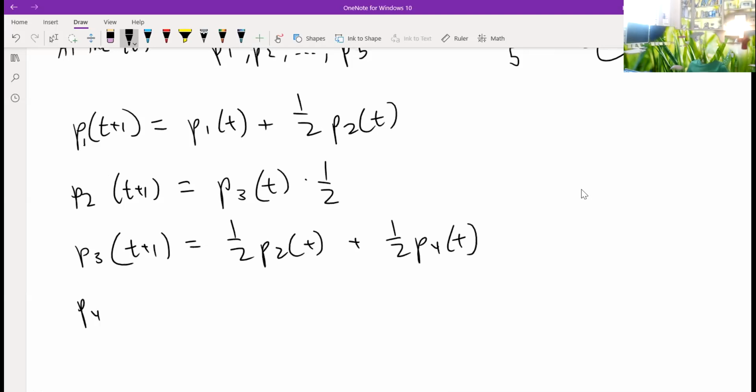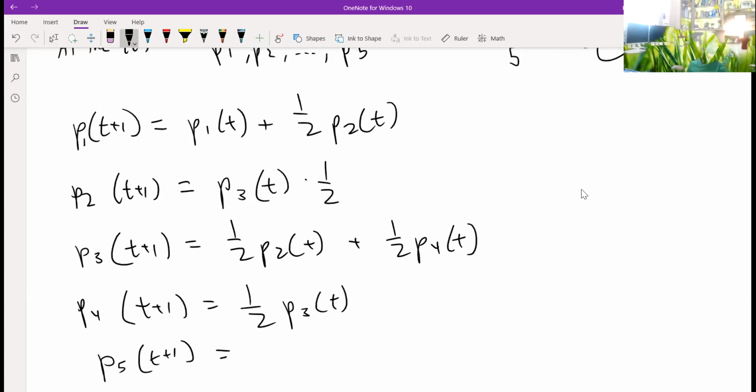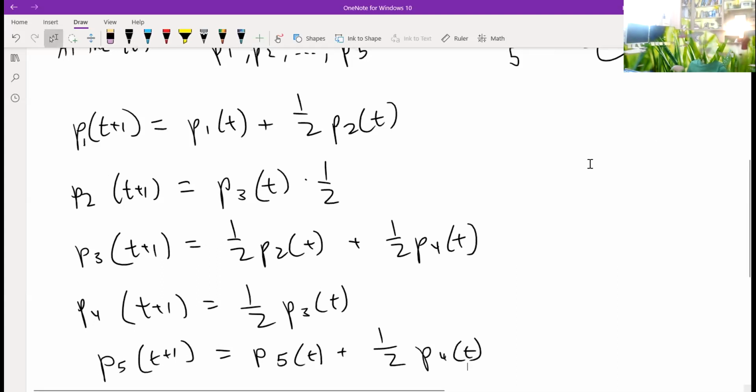And then P4 is going to be similar to P2. It's just going to be the half chance that he was at P3. And then P5 is going to be like P1. He can only get there from state 4, or he could already have been at state 5. So P5 of t plus 1 equals P5 of t plus 1/2 P4 of t. So this is 5 equations regarding the probabilities at each time step that we've made.